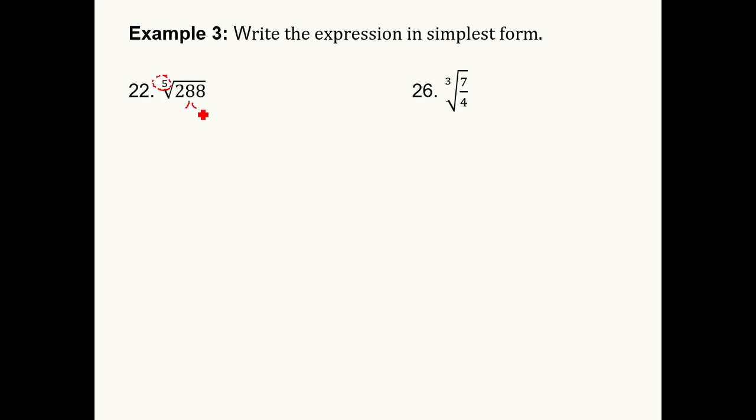So let's start breaking apart this 288. 288 is 2 times 144, and 144, I could call that 2 times 72. And I could break apart the 72, call it 2 times 36. Break apart the 36, that's 2 times 18. Break apart the 18, that's 2 times 9. And break apart the 9, that's 3 times 3. So really I'm taking the fifth root of 2 times 2 times 2 times 2 times 2, 2 to the fifth, times 3 times 3, well, that's 3 to the second.